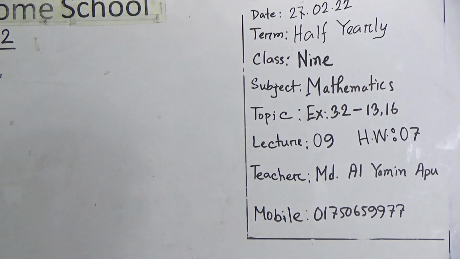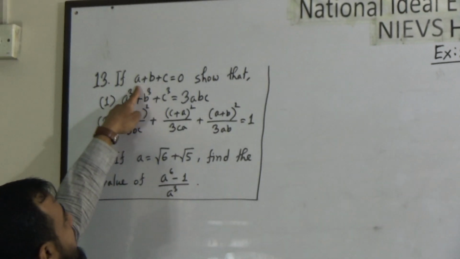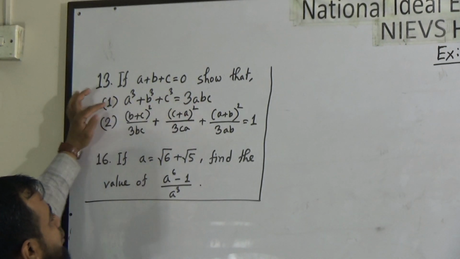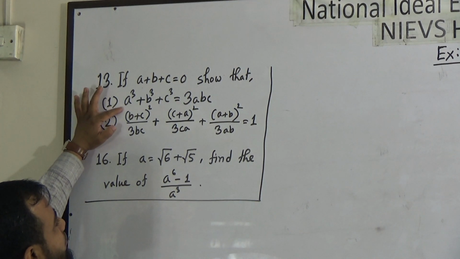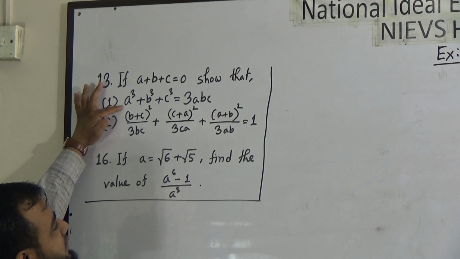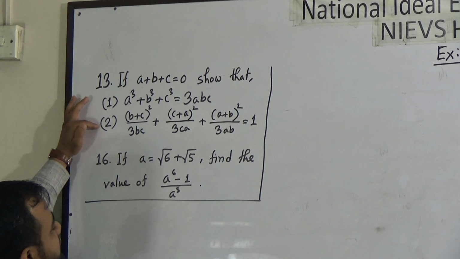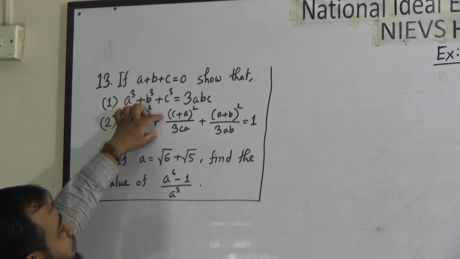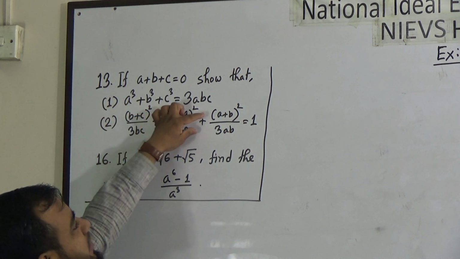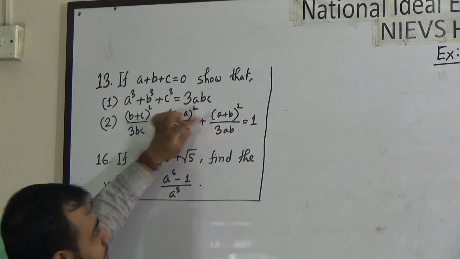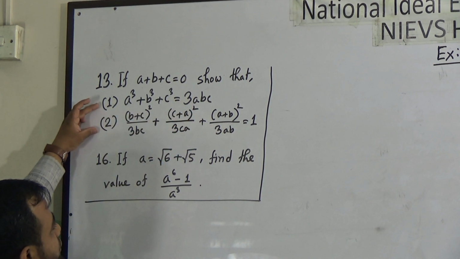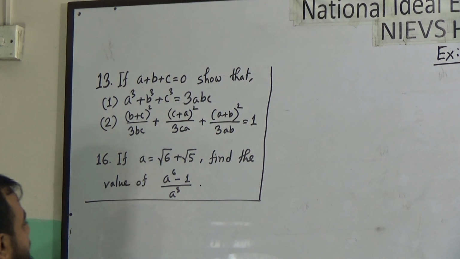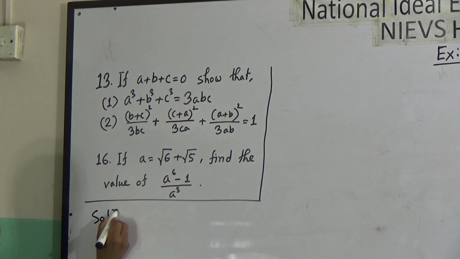I have already written down the two questions on the board. Question number 13 is here and question number 16 is here. First of all, question number 13: if a plus b plus c is equal to 0, show that sub question number 1, a cube plus b cube plus c cube is equal to thrice abc, and sub question number 2, b plus c whole square over 3bc plus c plus a whole square over 3ca plus a plus b whole square over 3ab is equal to 1. These two questions we need to solve in question number 13. So the solution is here.